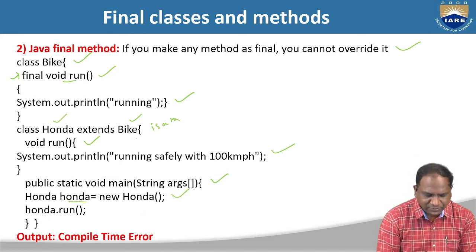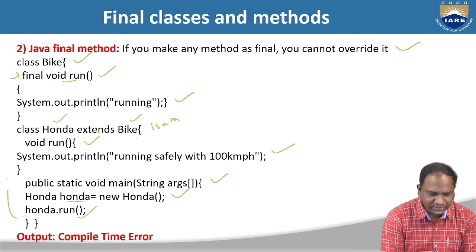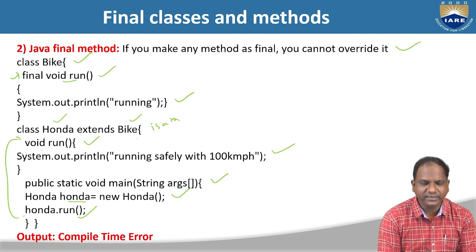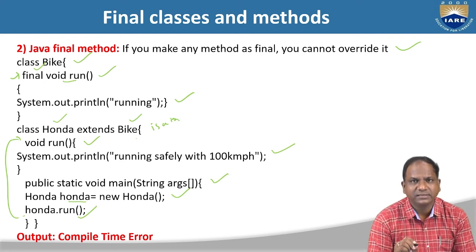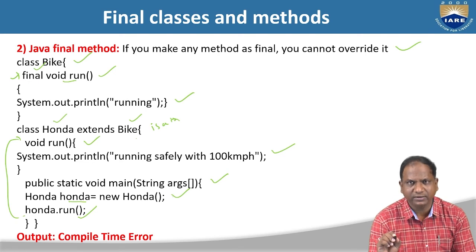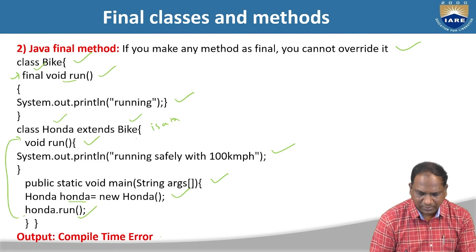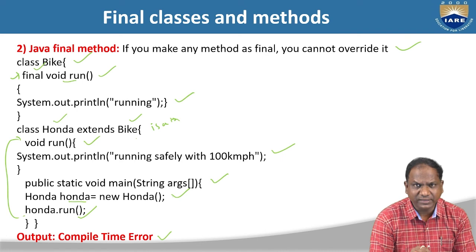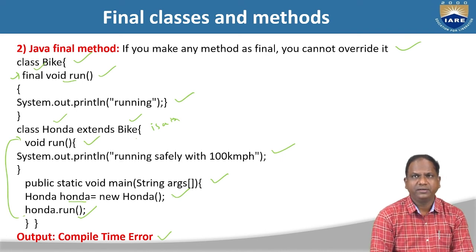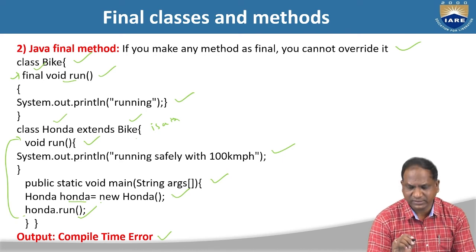Now when I say object name dot run, which run method is it? This run method, which you have made a final method. When you make your method final, the method cannot be overridden. So what is the output? Compile time error. So make sure that when you are using final methods, you cannot override. That is the second usage of final.